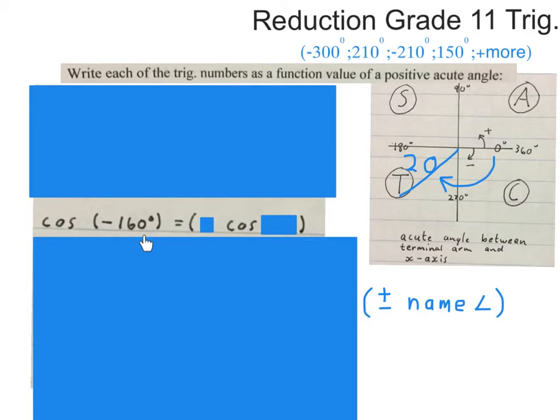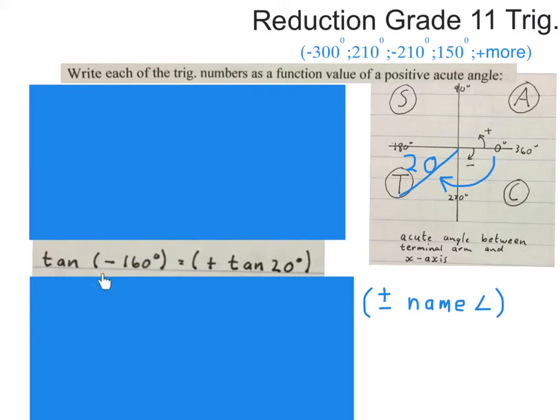Cos minus 160. I keep my name cos. I check where minus 160 is. I start at naught. I go backwards past minus 90 up to minus 160. It's not at 180. So I draw my terminal ray. The acute angle between the terminal arm and the x-axis will be 20 degrees, from 160 to 180. Then I'm going to put my 20 over here, and I must decide on a plus or minus here. Because I'm in the T quadrant, cos is going to be negative here, so it's negative cos 20.